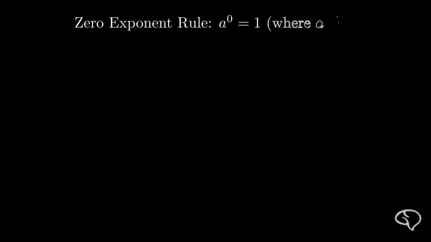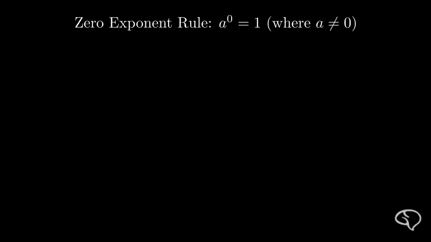Now that we understand the basic idea, let's explore some special cases and properties of exponents. First, let's talk about the zero exponent rule. This rule states that any non-zero number raised to the power of 0 is equal to 1. This might seem a bit strange at first. Why would multiplying a number by itself 0 times give you 1?